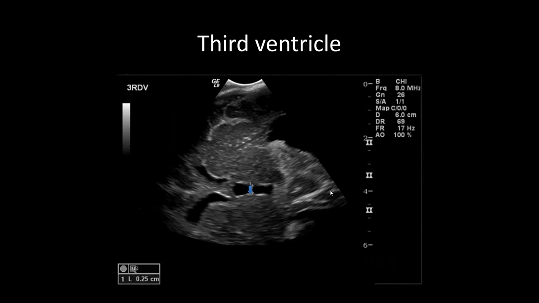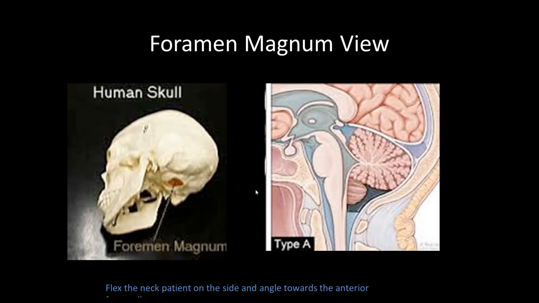This is the third ventricular measurement, which is taken through the lateral fontanelle, found above the ear, in a parallel plane along the line from the eye to the ear. Then you will see the thalamus, the foramen of Munro, and this is the third ventricle. The third ventricle should be less than 2 millimetres if it is normal. I've chosen a dilated one here to demonstrate how to measure the third ventricle.